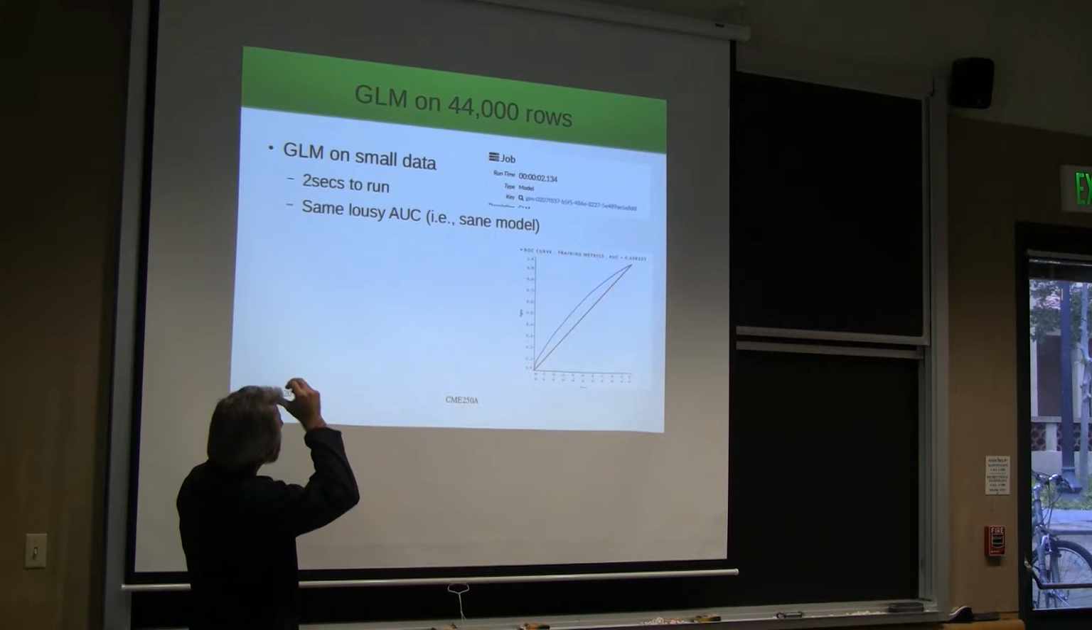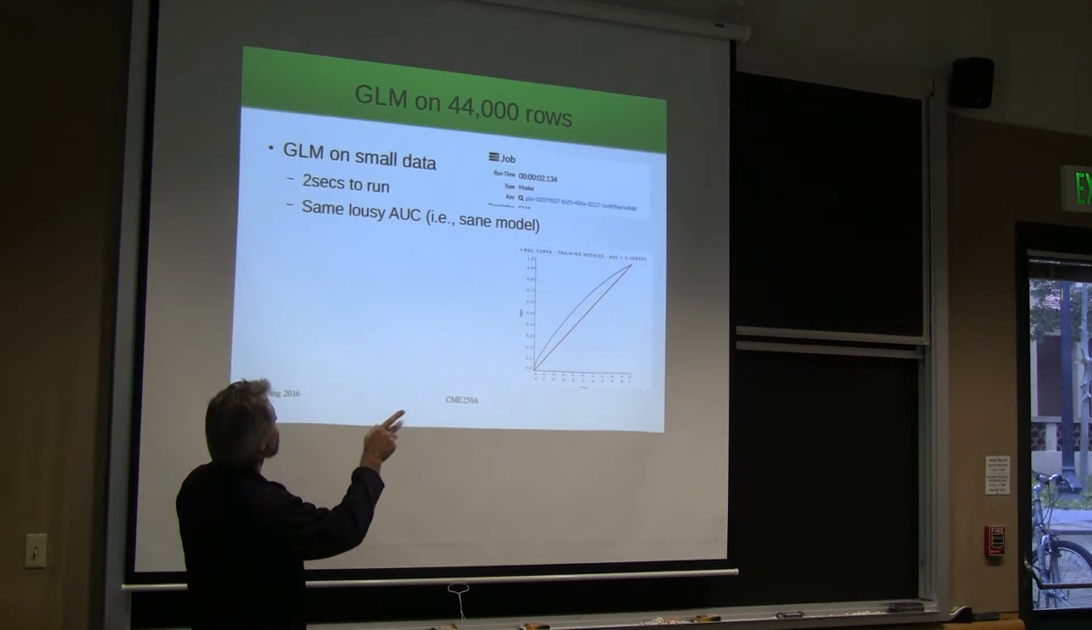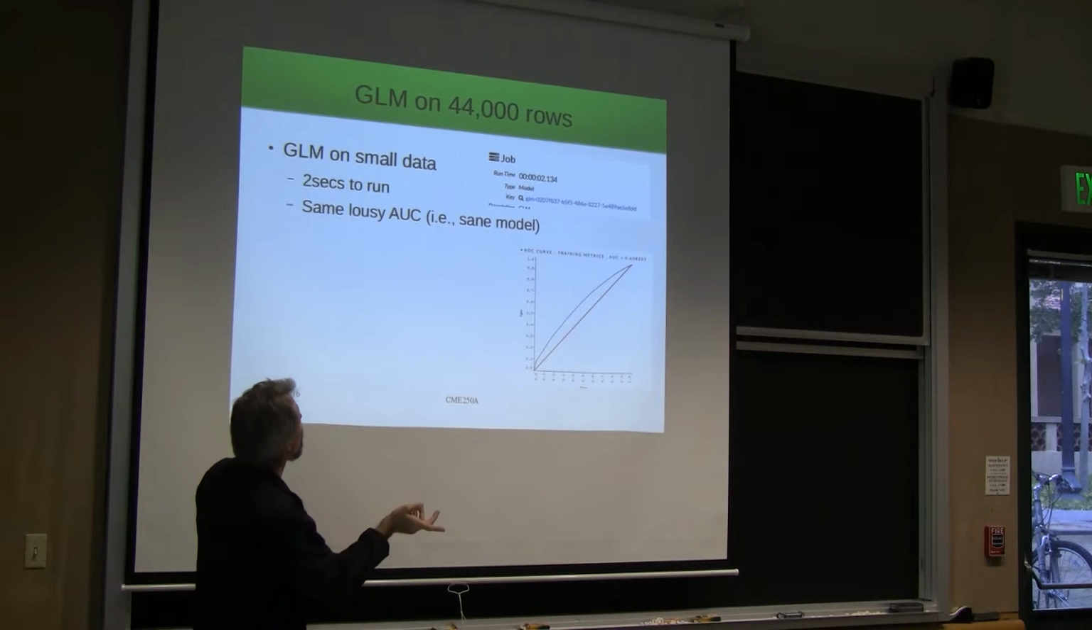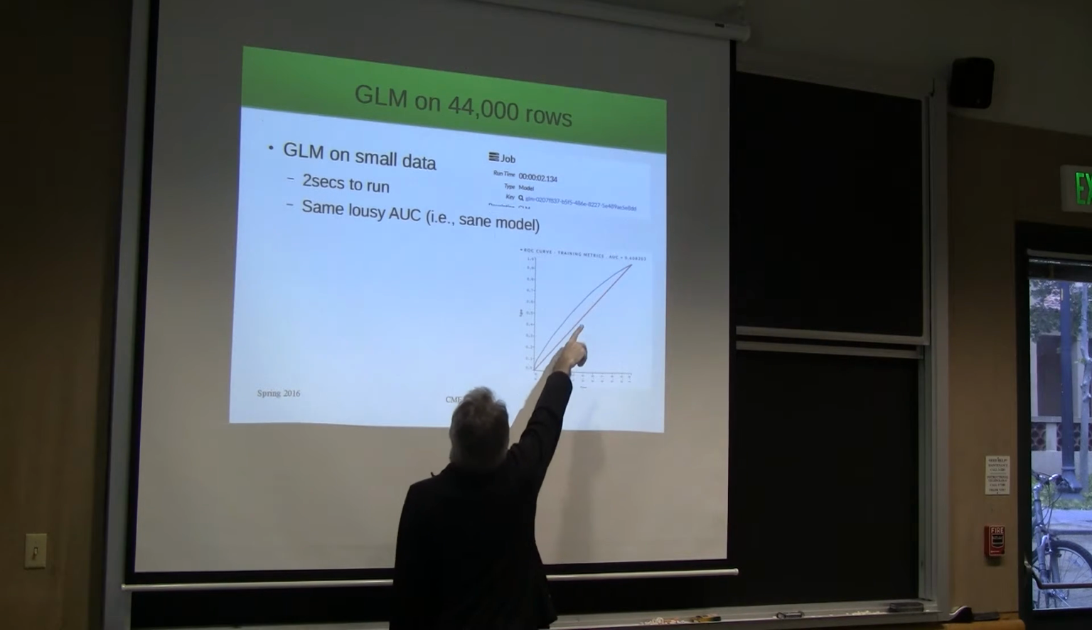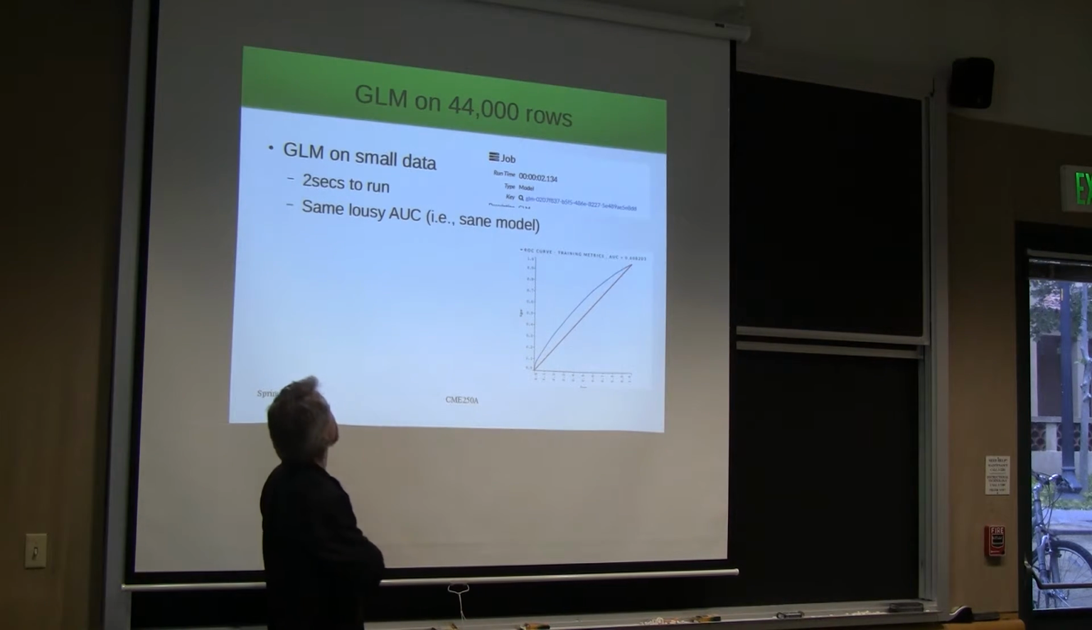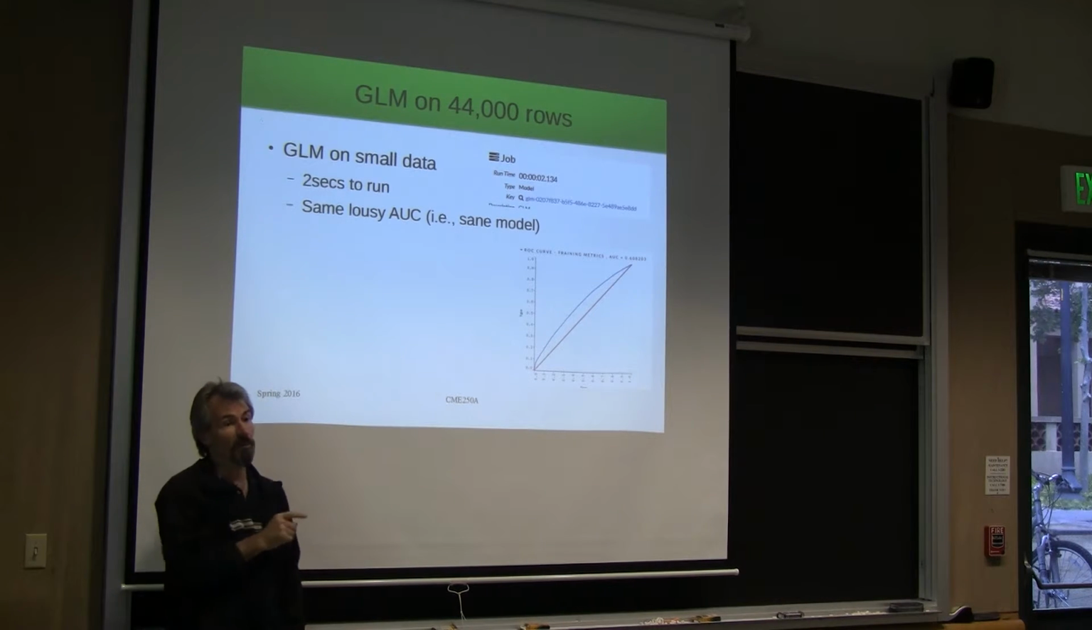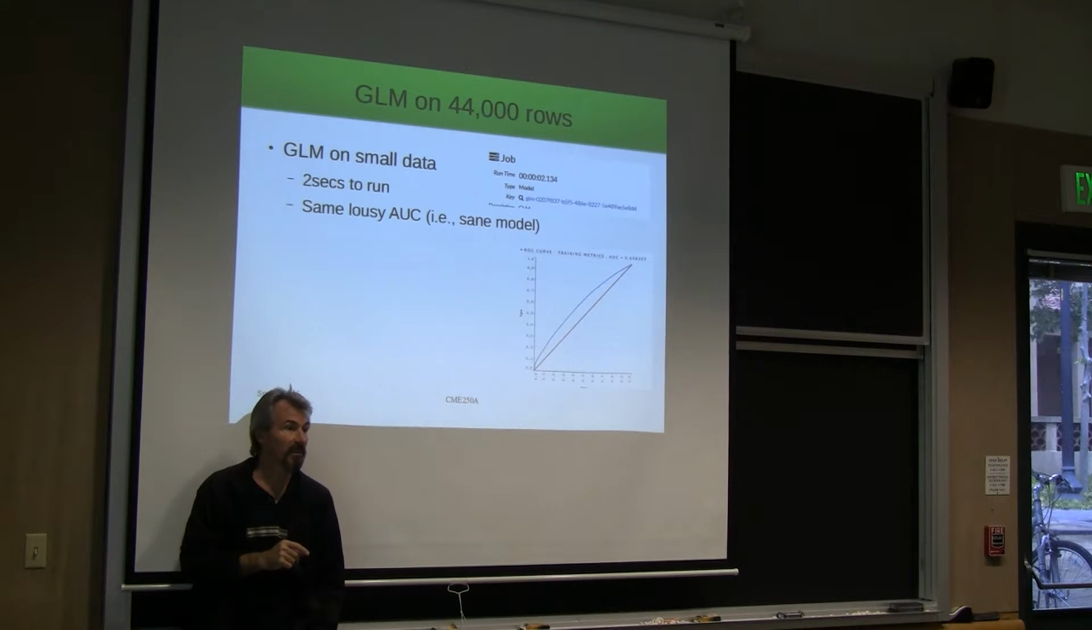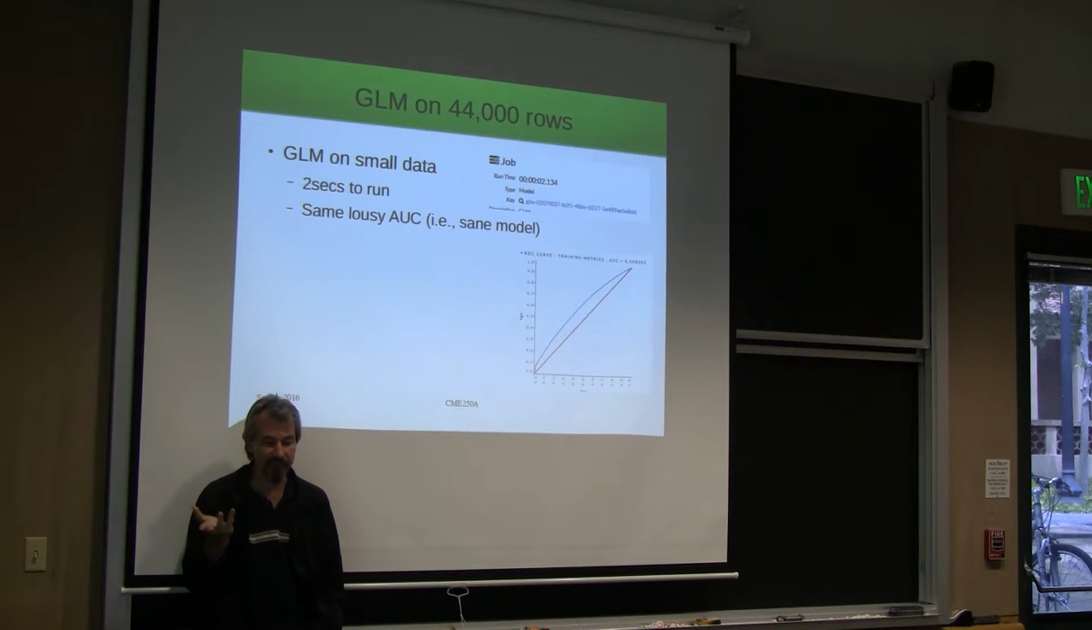And this is the same model now running on EC2 that I run on my home machine, except with small data. And I have the same kind of lousy AUC, and of course it's small data, so it runs in 2 seconds instead of 8 minutes. But it was evidence that I could actually build a model, do something.